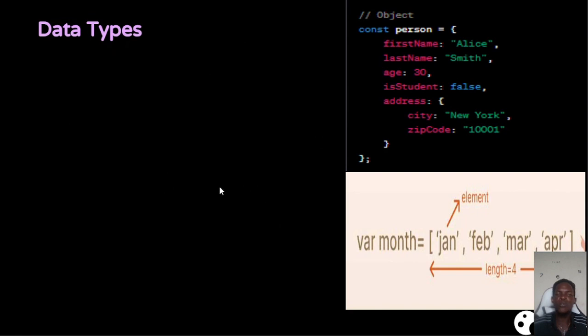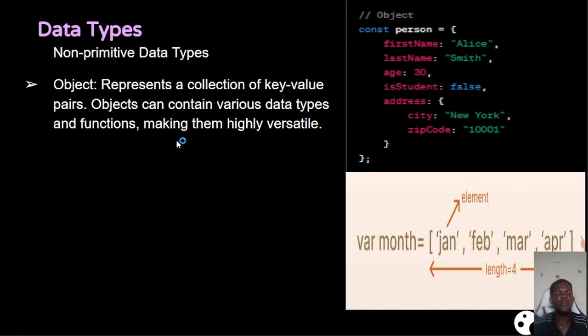Then let's go to non-primitive data types. So for non-primitive data types, we have objects. So an object represents a collection of key value pairs. Objects can contain various data types and functions, making them highly versatile.